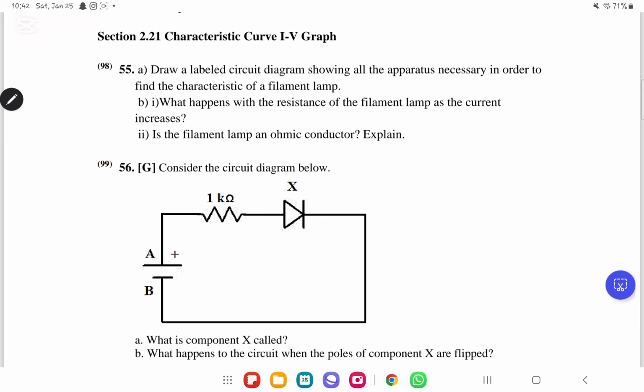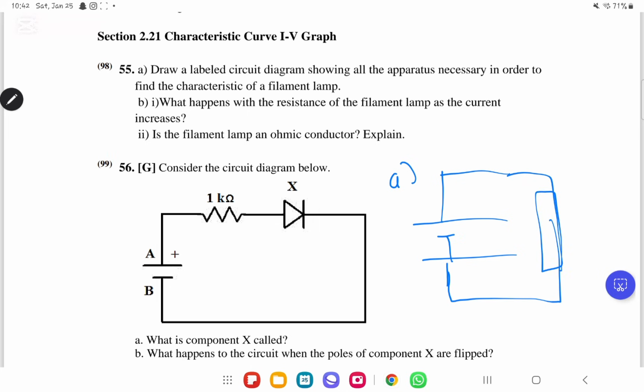They told us, draw a labeled circuit diagram showing all the apparatus necessary in order to find the characteristic of a filament lamp. So I'm going to draw it as they explained it. Over here we have a circuit. Then we have battery 1, battery 2. Then over here we have a potentiometer. Then we have an ammeter to measure the current. Here we have the bulb, and here we have the voltmeter to measure the voltage. Actually, here's the ammeter. I think this is a resistor then.